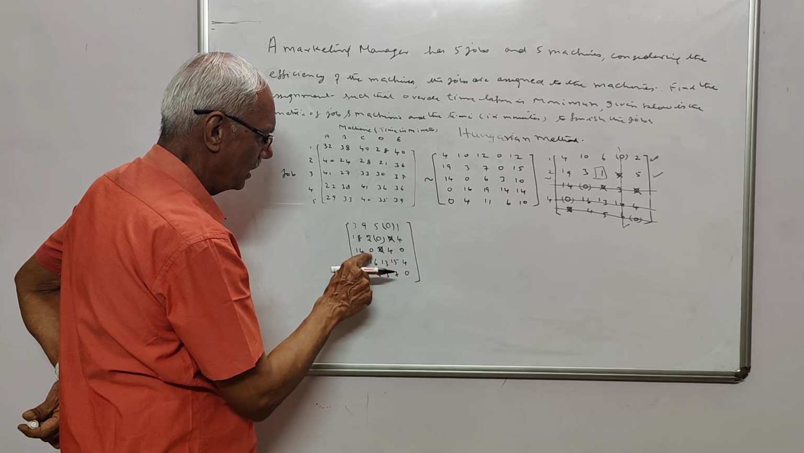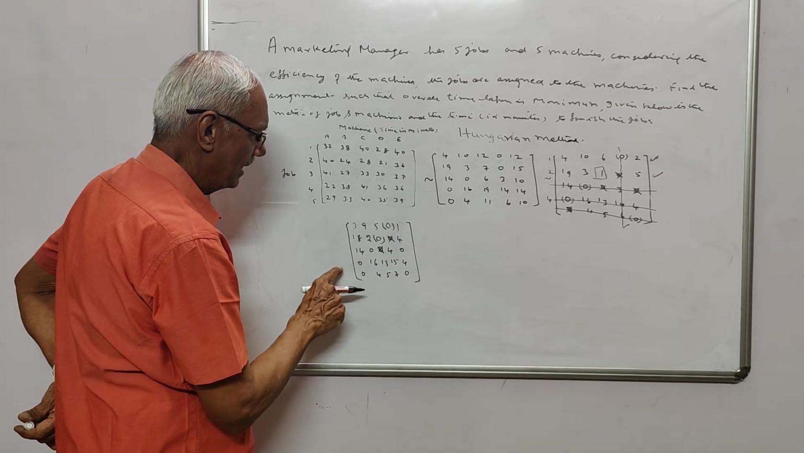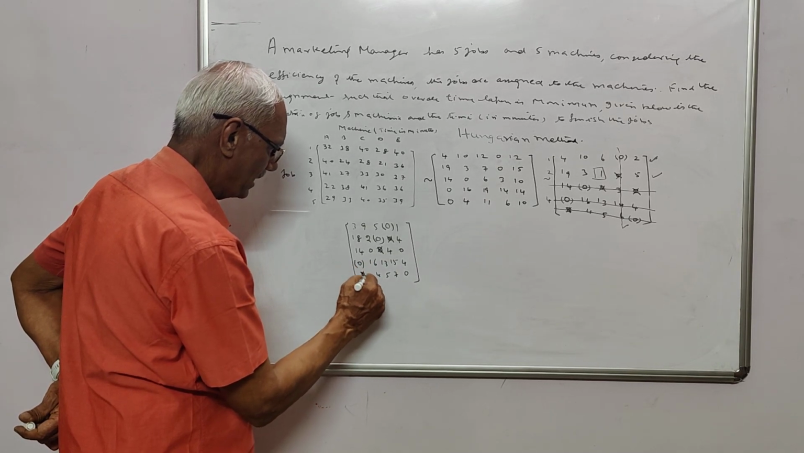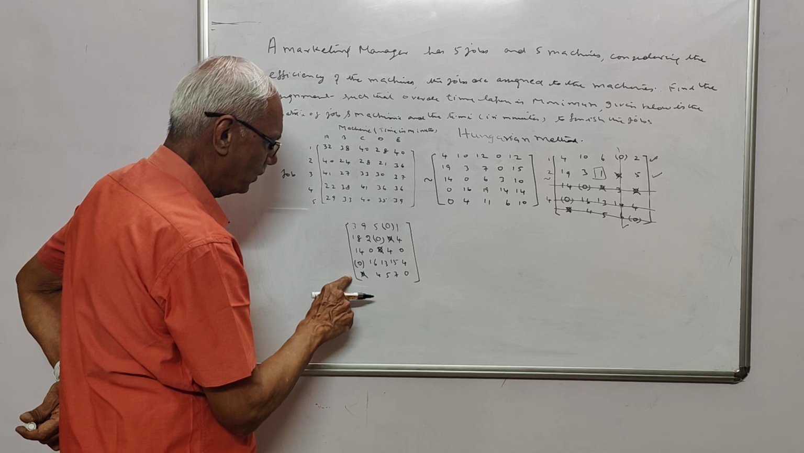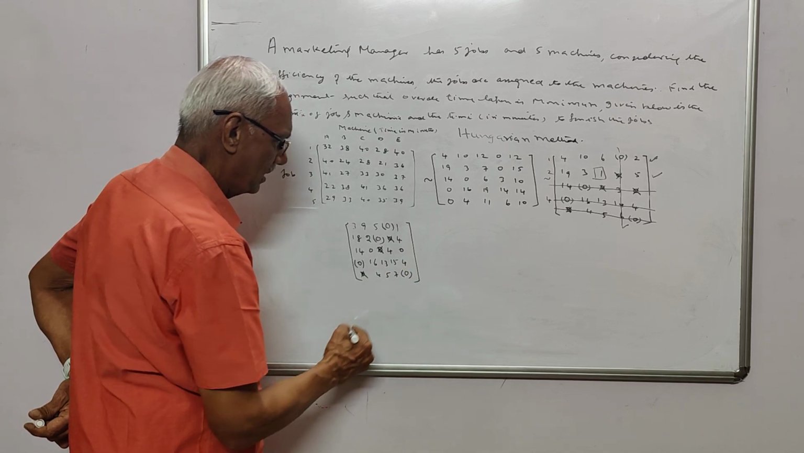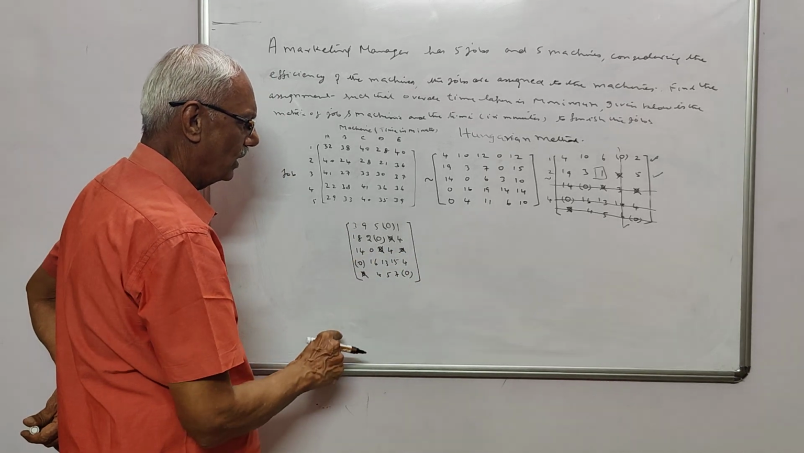Come to the third row. There are two zeros, so you cannot do anything. So leave it. Then come to the fourth row, you have got this, so simultaneously cut off this. Come to the fifth row, you see that here you have got this one, so simultaneously cut off this. So row wise it is over.